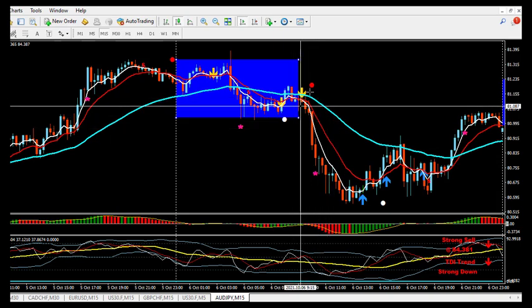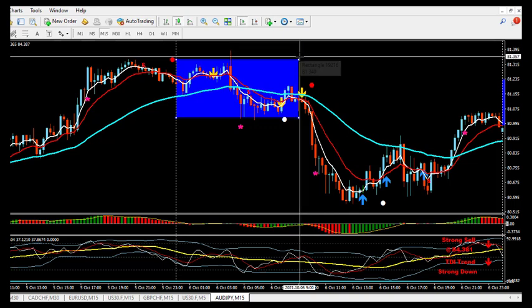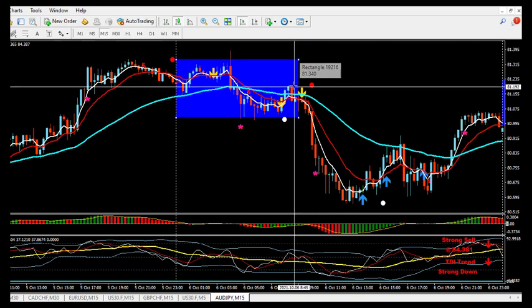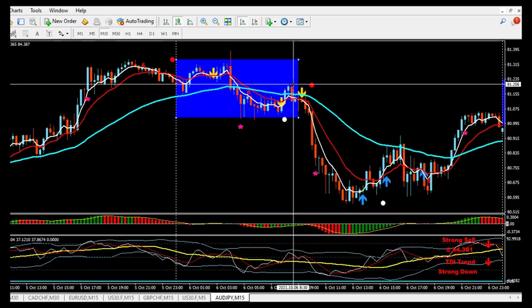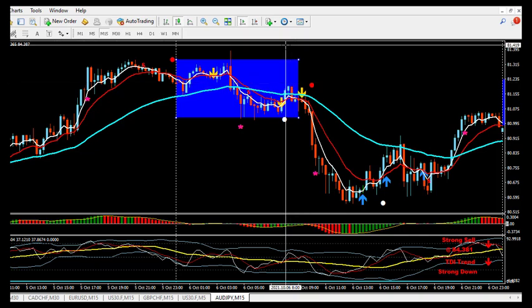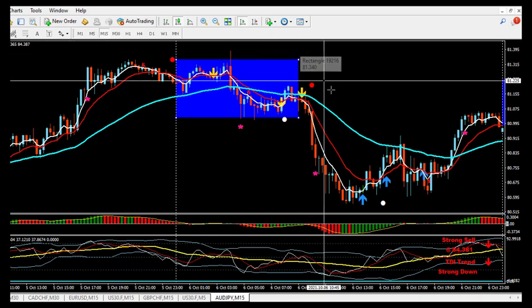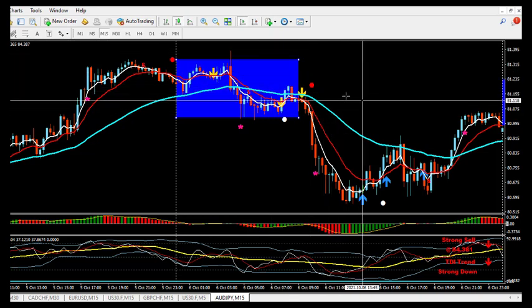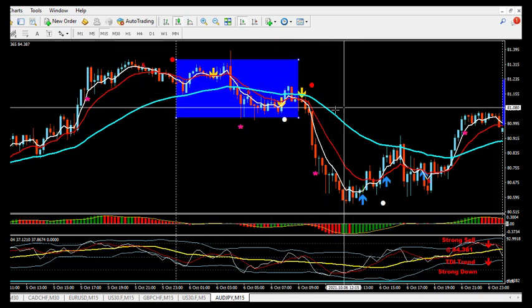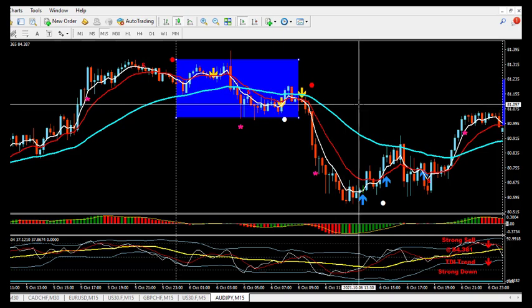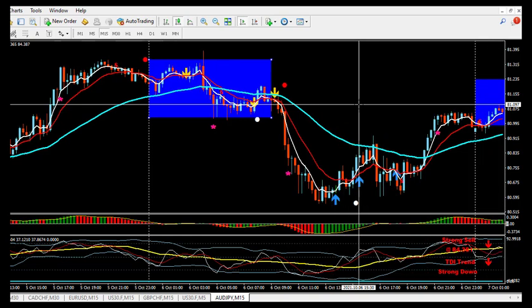Your stop loss is going to be above the previous high, either here if you want a tight stop loss, or above the previous high here, and you ride the trend and make sure you secure part of your profit as you trade this signal.